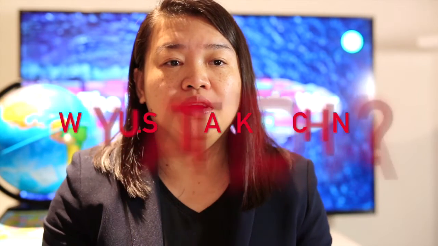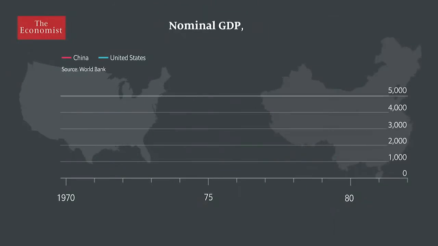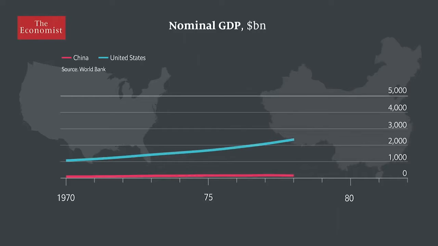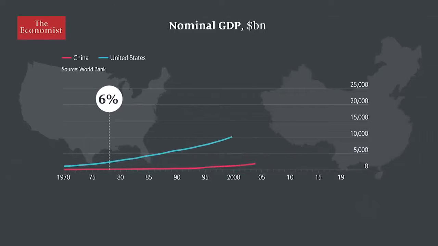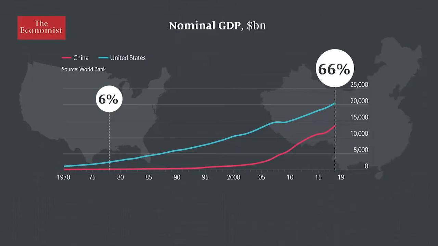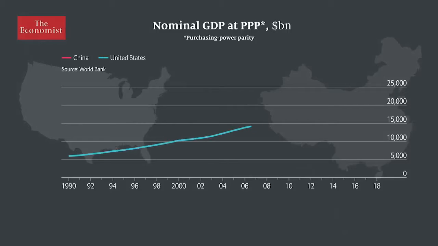So why did the US target China? Let's see. China's economic rise has been dramatic. In 1978, China's GDP at market prices was just 6% of America's. By 2018, it had grown to 66%. When considering local spending power, China already overtakes America.